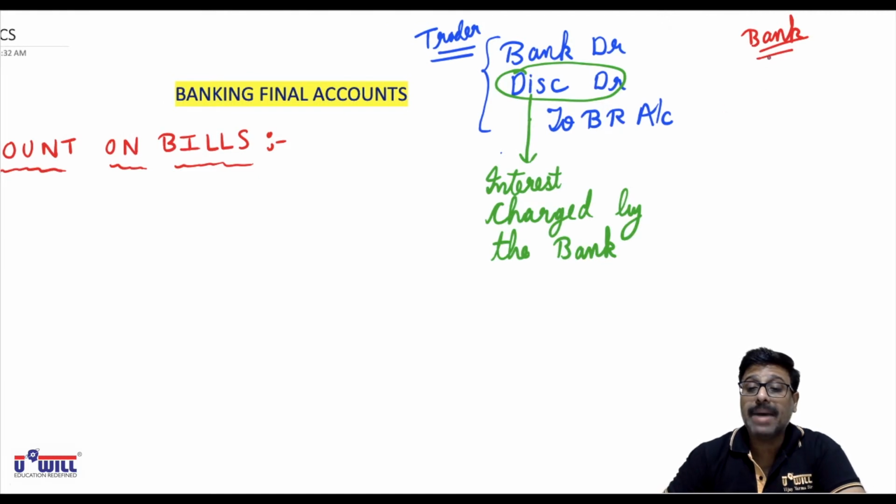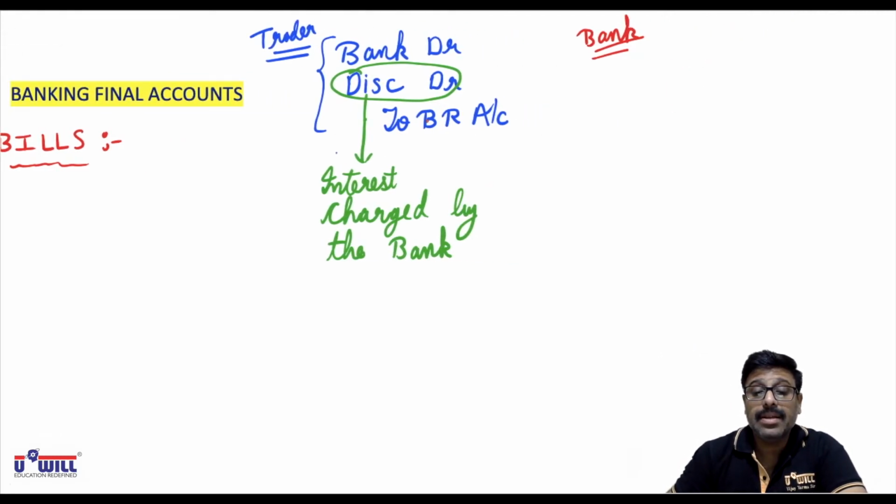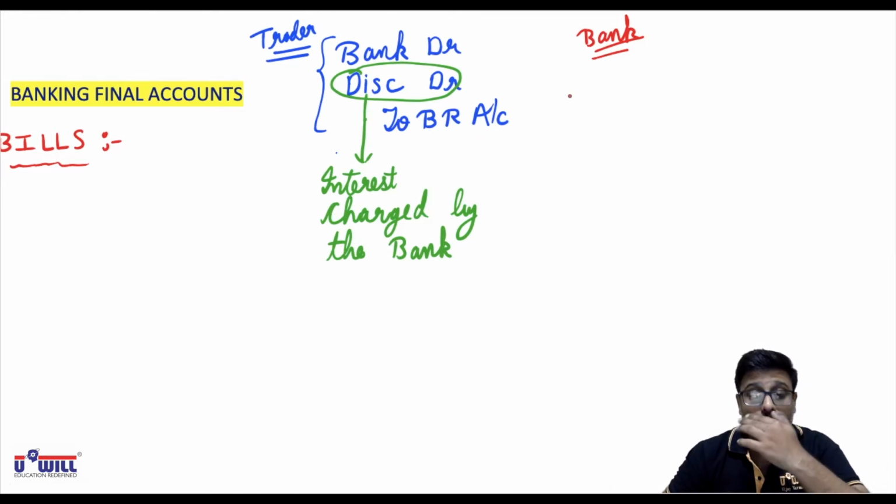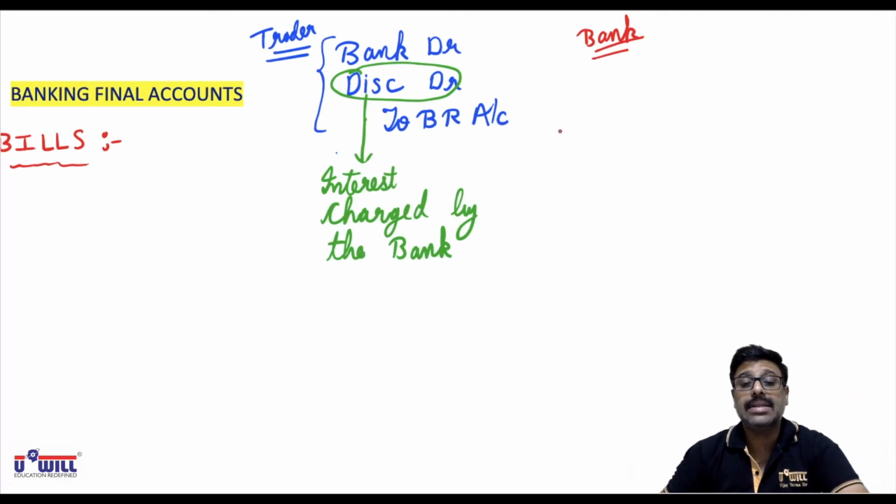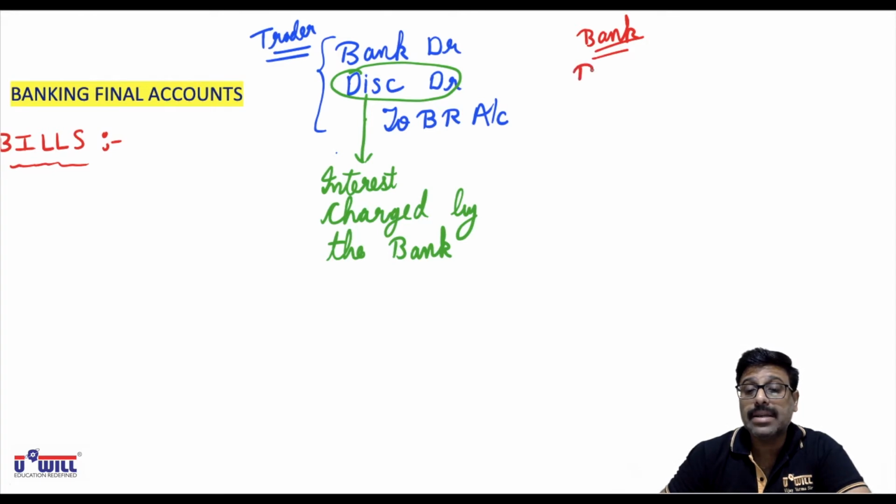Now what entry would be passed by the bank for the same? Reverse entry of this, okay? Reverse of what the trader does. Here the bills go out but the bank gets the bill. So the bank has to collect the money of those bills from the customer of the trader in future. So the bank would pass the entry as bills comes in, debit what comes in, bills discounted account debit. This entry would be passed by the bank.